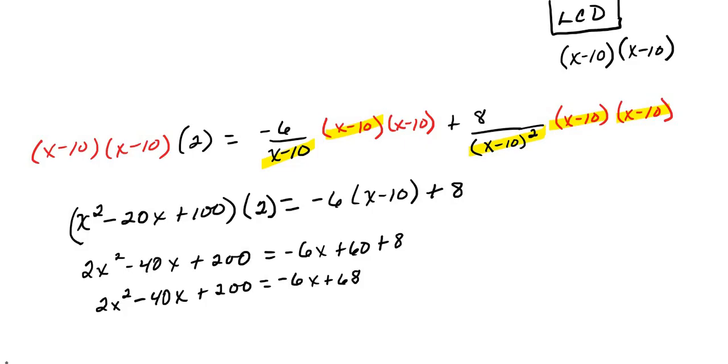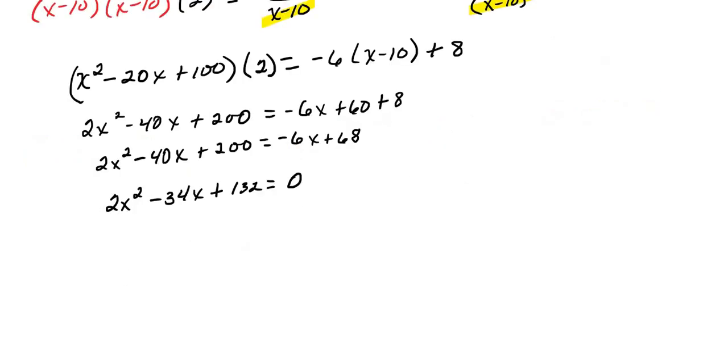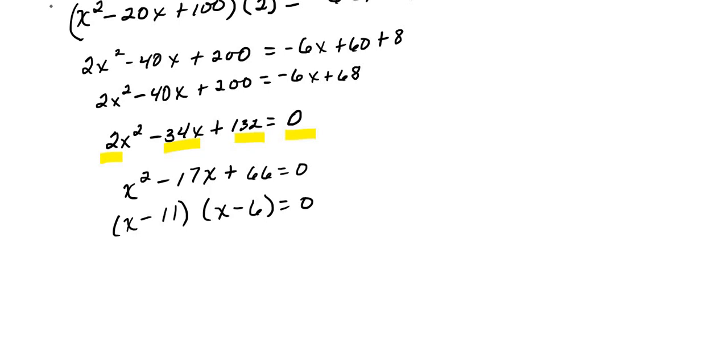Since I have a quadratic equation, I'm going to get everything to one side of the equal sign to set this equal to 0. Now that I have my quadratic equation set equal to 0, I would normally tell you to either factor or use the quadratic formula. But because I see that each of these three terms are even, they're all divisible by 2, so I'm going to divide my entire equation by 2. From here, I'm going to factor, set each of my factors equal to 0, and solve. And both of these numbers are in my domain.